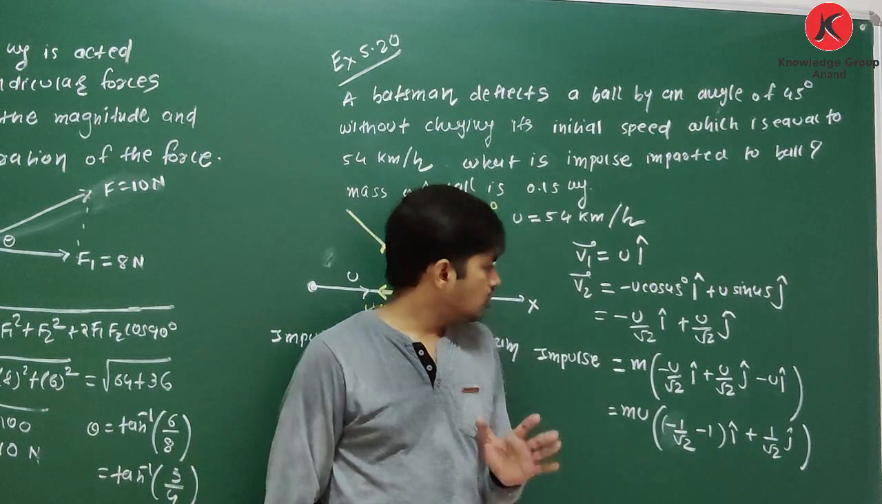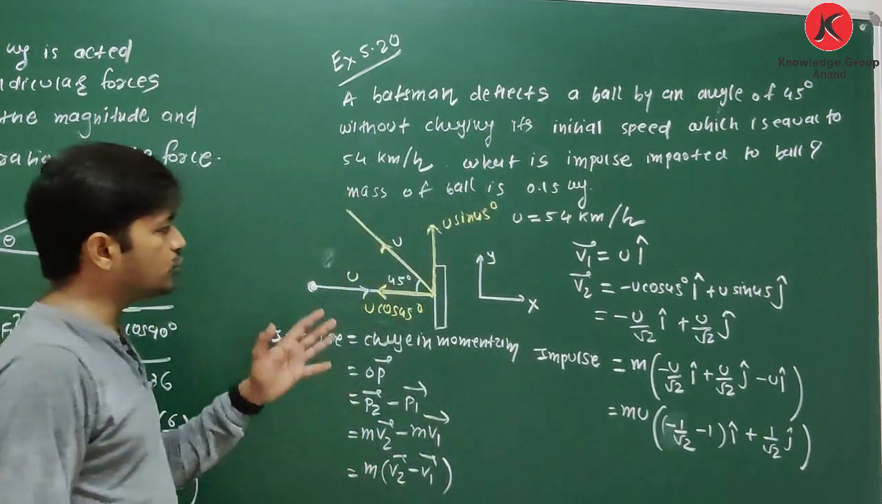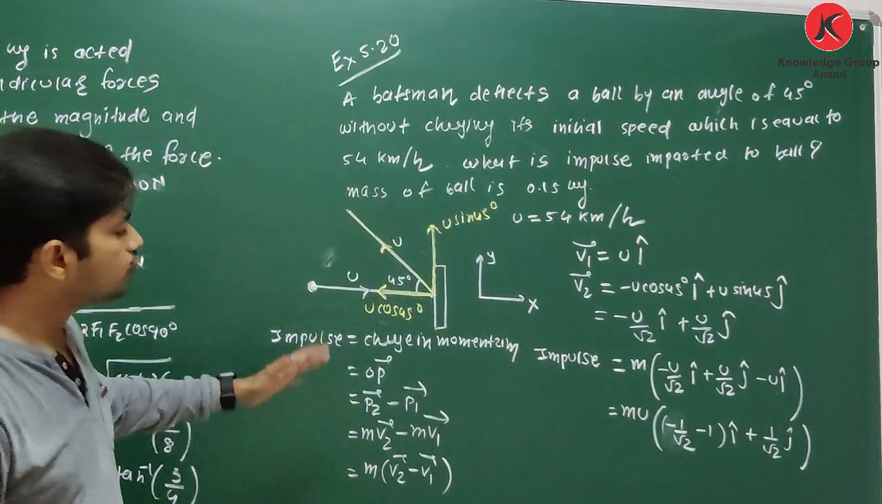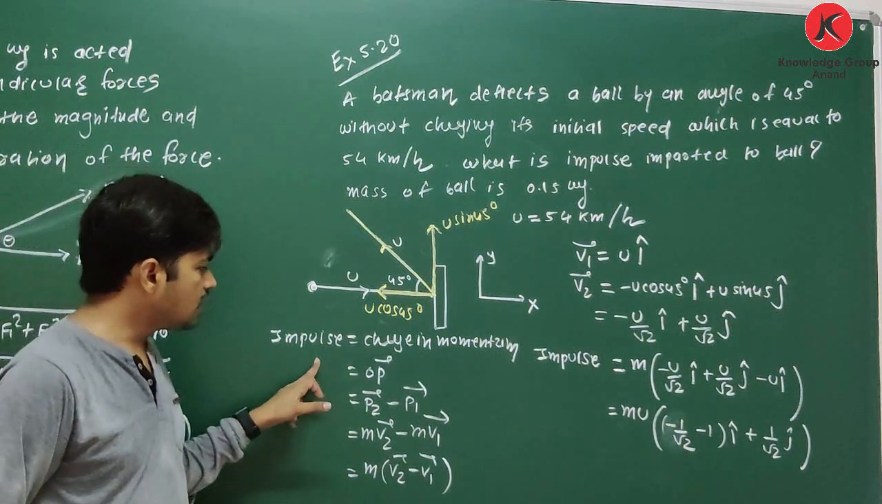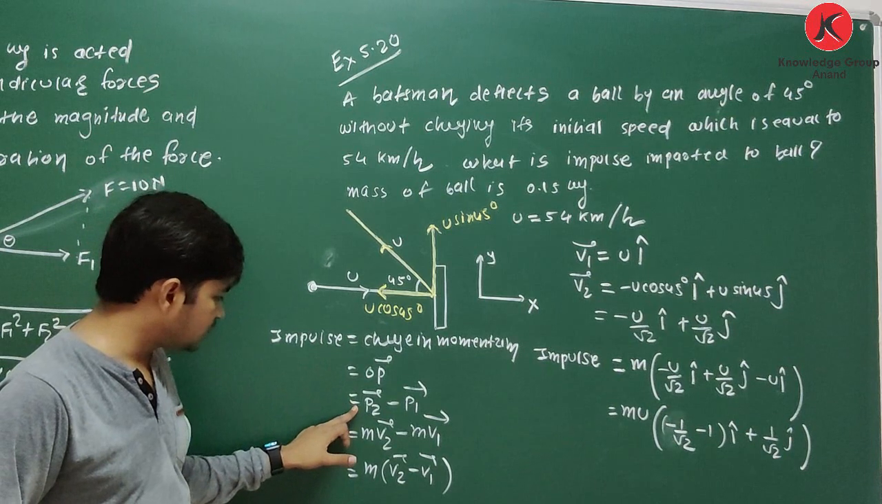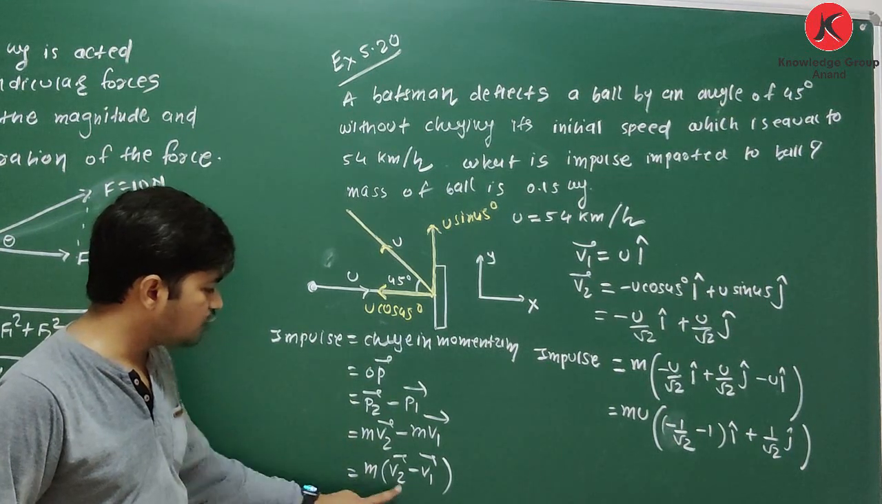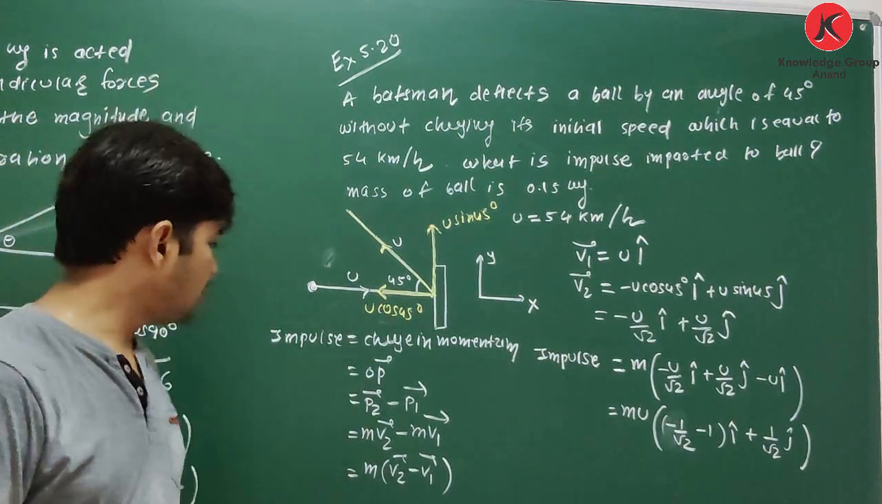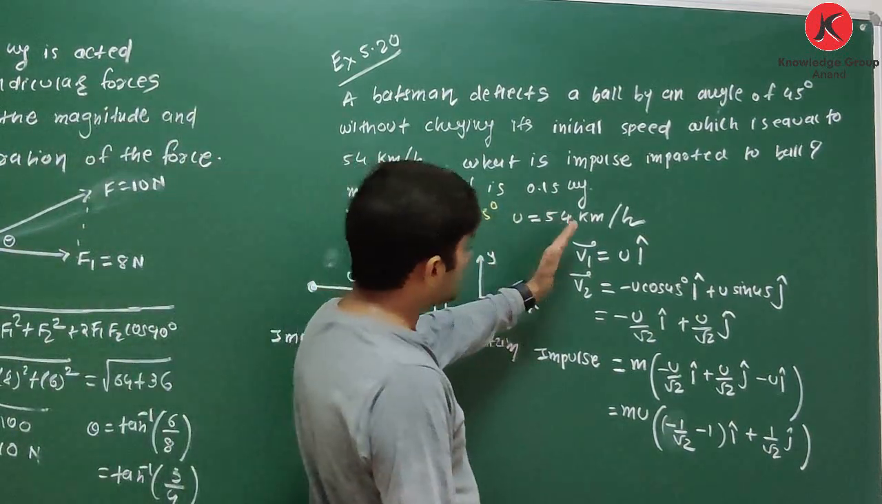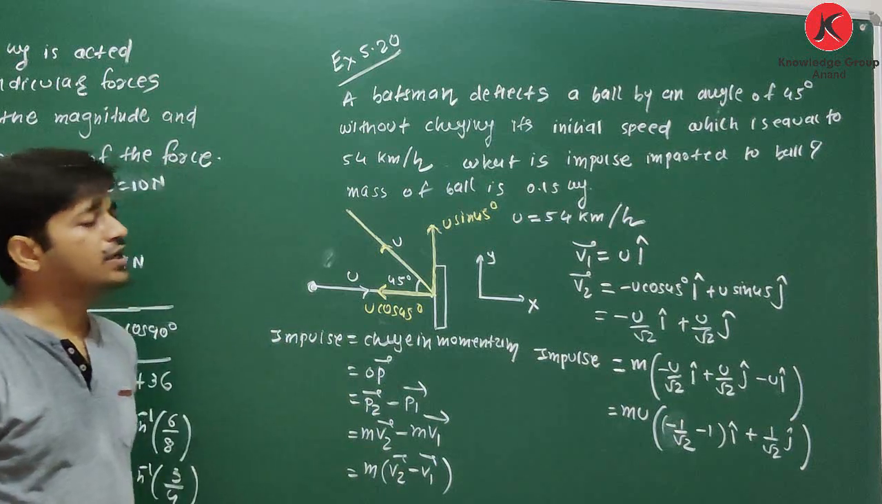So this is one question in which you have to find the impulse. Impulse means again change in momentum: delta P, P2 minus P1, mv2 minus mv1, m times (v2 minus v1). We have used this equation three or four times, so now remember this equation directly. Find the initial velocity and then find the impulse.